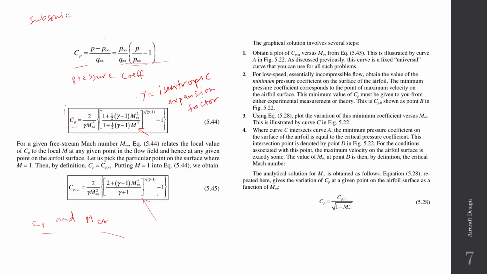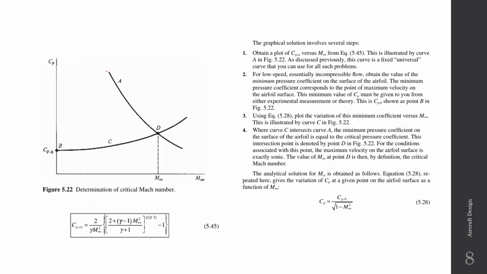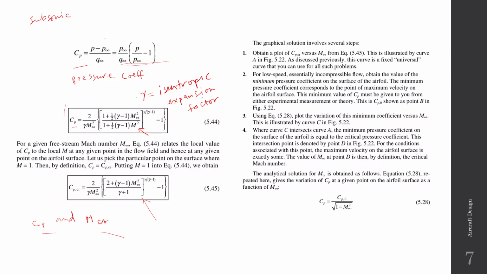Okay, so here M infinity is actually MCR because your local Mach is 1. So M infinity is actually MCR. Then what you can do is plot this graph. If you plot this graph, you will get something like this. Okay, this descending graph. Now I will discuss the other thing.